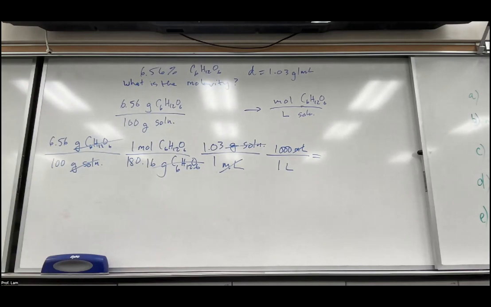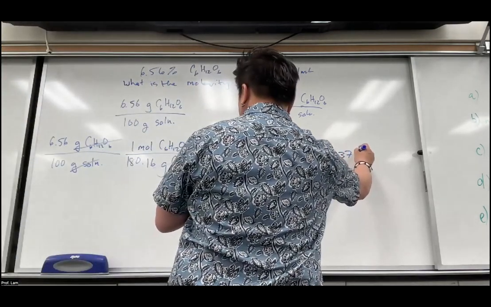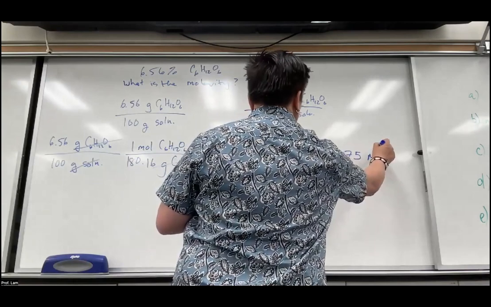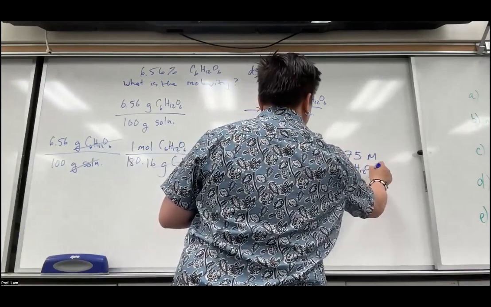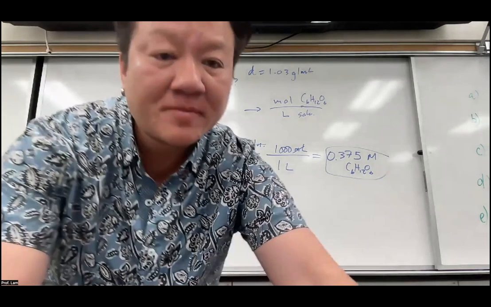Okay, so now let's punch it in. 0.375 molar of C6H12O6. 3 sig figs, because of that number. All right, let's go back to our slides.